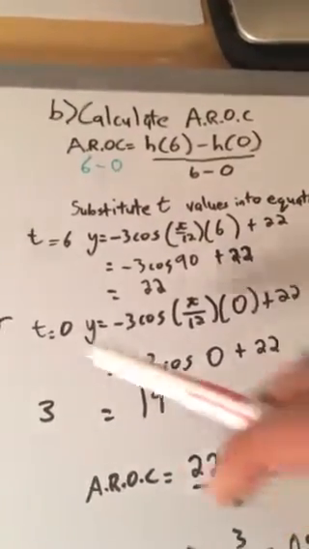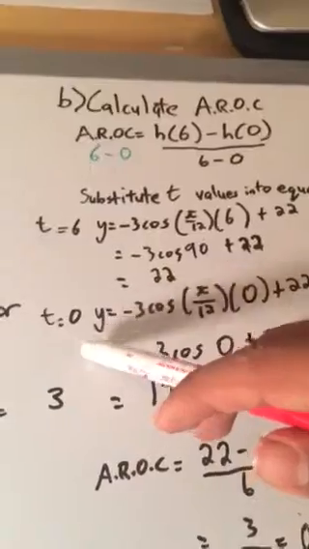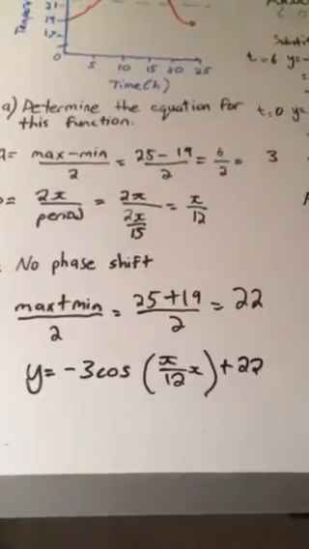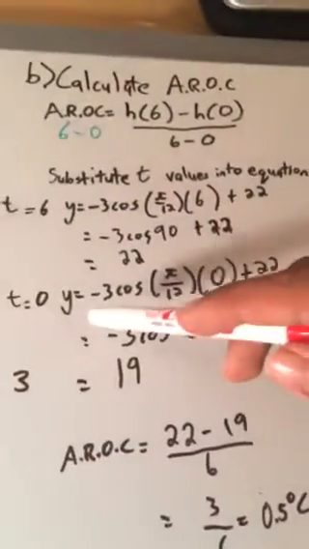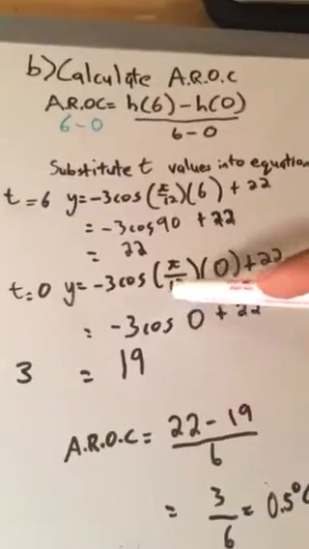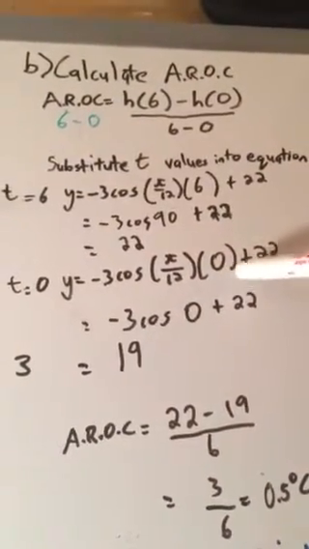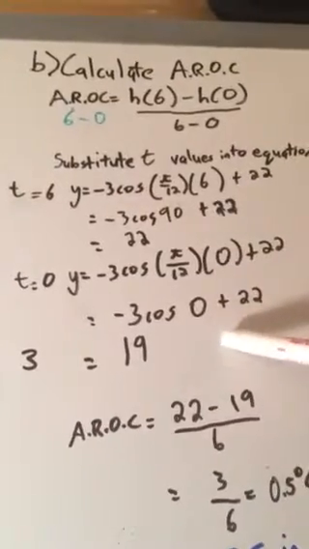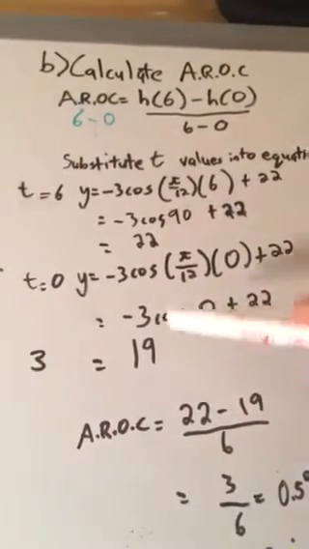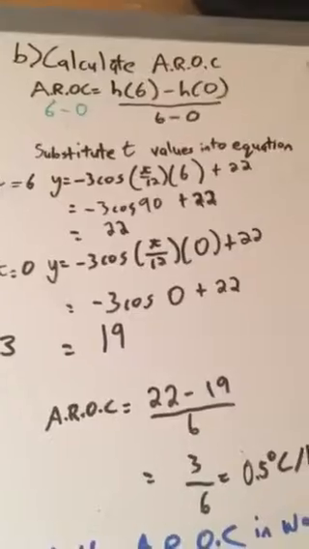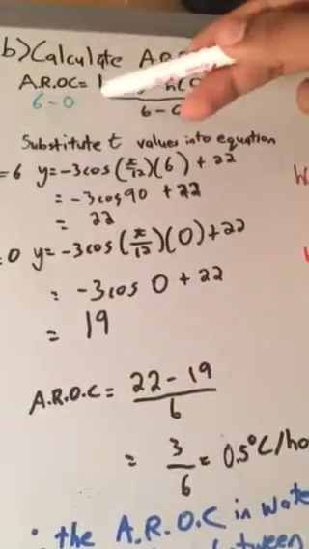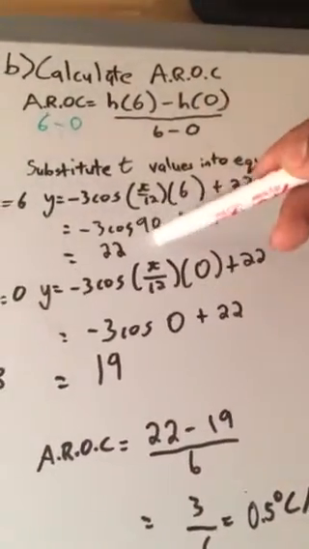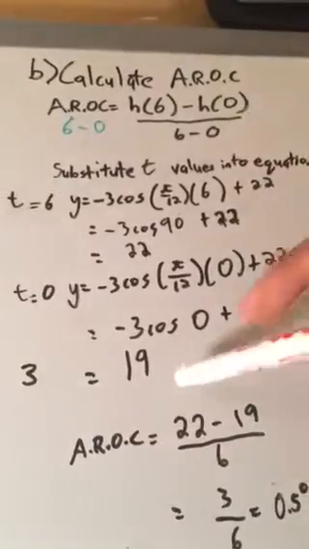Now let's plug in t equals 0 into this equation again. T equals 0. So y equals negative 3 cos pi over 12 multiplied by 0 plus 22. This gives us negative 3 cos 0 plus 22, which equals 19. Then we know our h of 6 is 22, and we know our h of 0 is 19.